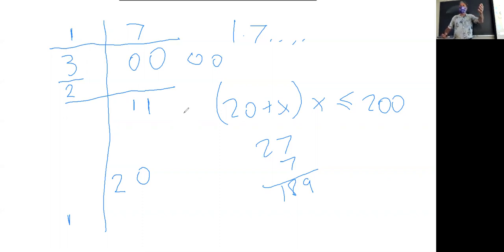And I'm going to go forever. Why is that? We know what it is. The square root of 3 is what kind of number? Irrational. It's irrational. So this is never going to terminate.